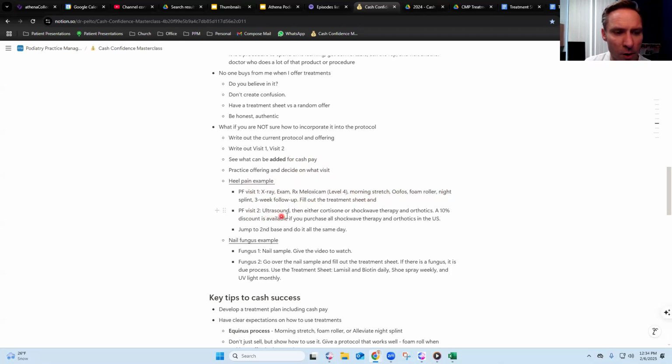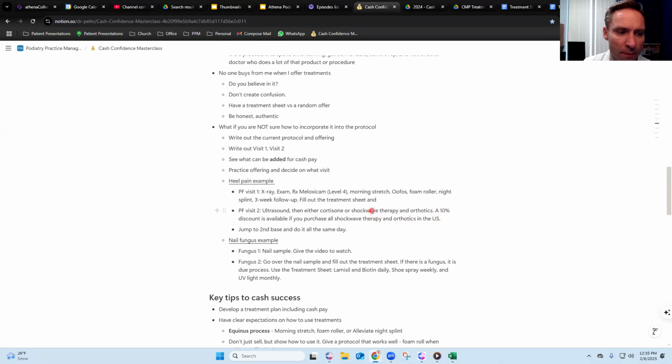Visit two, if it's still hurting: ultrasound, and then either cortisone or shockwave, mostly shockwave for me, and then orthotics. A 10% discount if they purchase everything together. I think that's something else about offering cash things. If you offer a lot of things they're going to do, you give them a discount if they do all of them in bulk. Like if they schedule all four shockwaves, I'll give them 10% off. And then if they don't need one, I'll refund them.